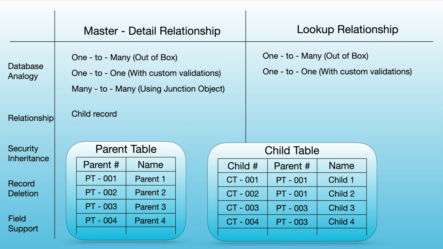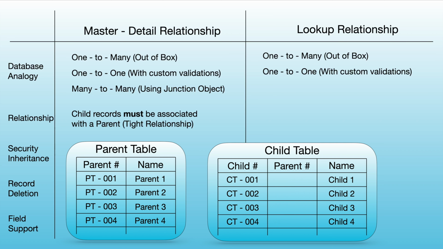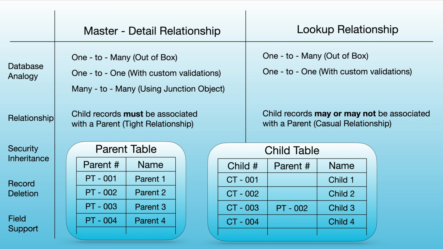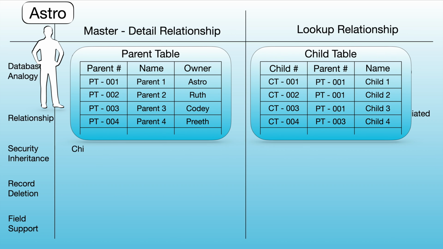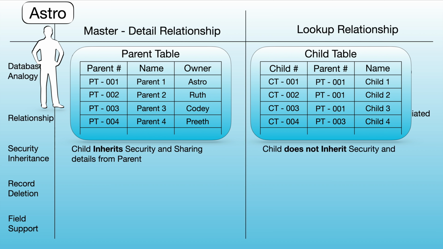In master detail, the detail records must always be associated to a master record, whereas in lookup, a child may or may not be associated with a parent. As shown in these tables here, only child 3 is associated with a parent 2. That makes master detail a tight relationship and lookup a casual relationship. Coming to security, detail record will inherit security and sharing from a master, which means if Astro is the owner of the record parent 1, then he will also be the owner of all related child records, that is child 1, 2 and 3.